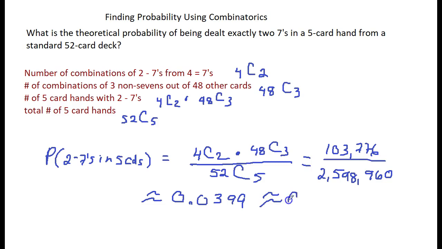Let's round this to the nearest hundredth. So it's approximately 0.04, changing to a percent, 4%. So about 4% would be the probability of getting a hand of 5 cards dealt to you with a pair of 7s. All right, have fun computing.